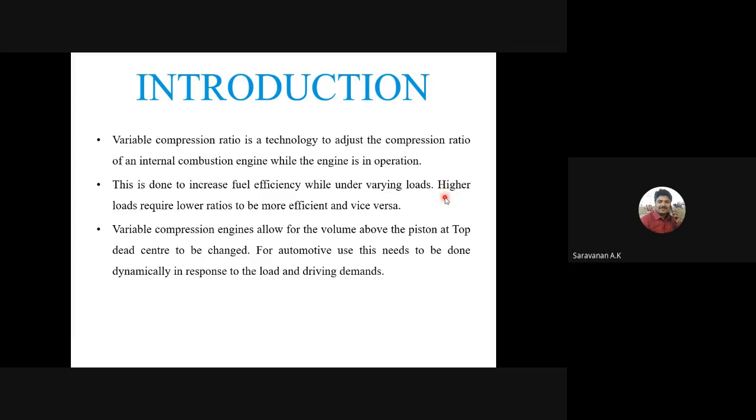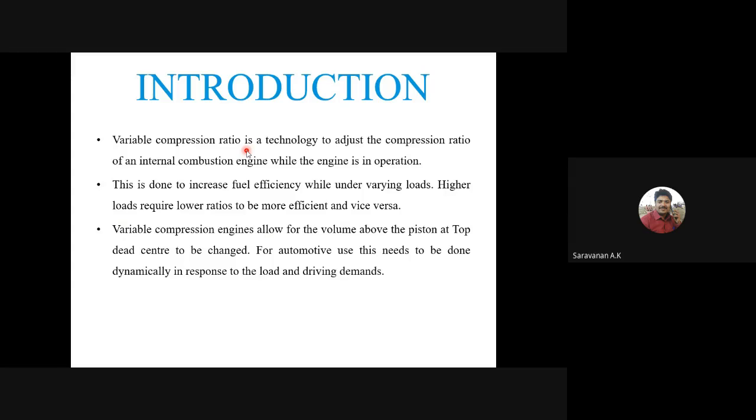For example, if we are using higher loads, it will require a low compression ratio to be more efficient. At the same time, if we are using a low load, it requires a high compression ratio, and vice versa. So in this type of condition the compression ratio has to be adjusted. That type of engine technology is called the variable compression ratio engine. Then how can we adjust the compression ratio?